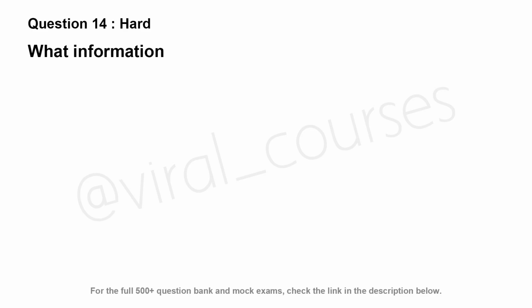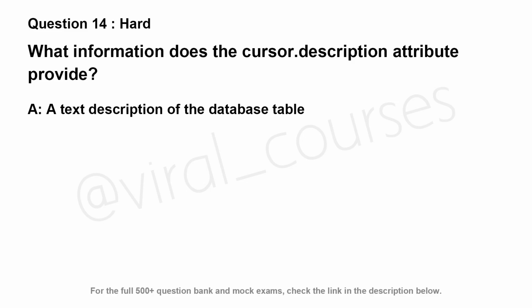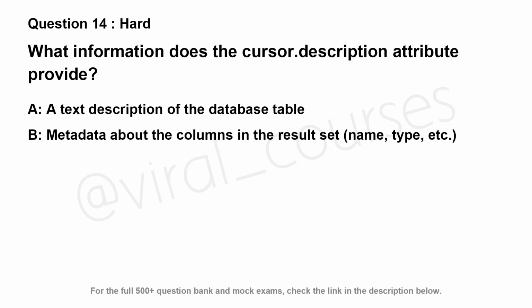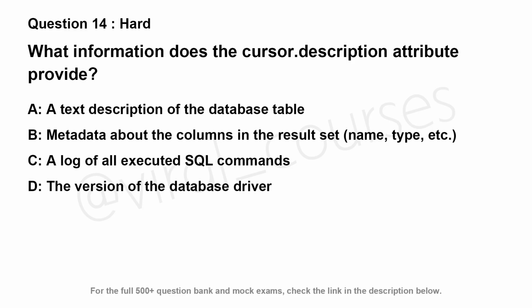What information does the cursor description attribute provide? Option A, a text description of the database table. Option B, metadata about the columns in the result set: name, type, etc. Option C, a log of all executed SQL commands. Option D, the version of the database driver.